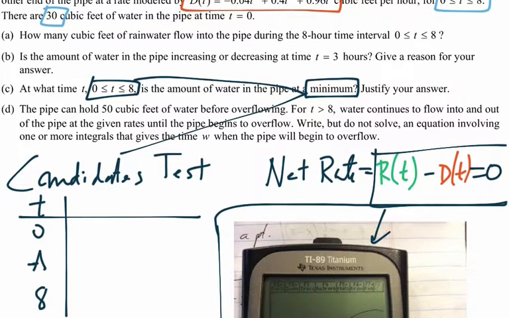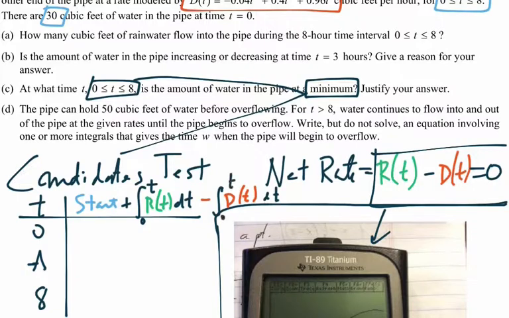So I need to use the formula for the total amount. My total amount is the start plus the integral of the rate in, which is r of t dt, from 0 to t, minus the integral of the rate out, which is d of t dt, from 0 to t. And furthermore, I have my starting value, because it was 30, because it says so right here, 30.